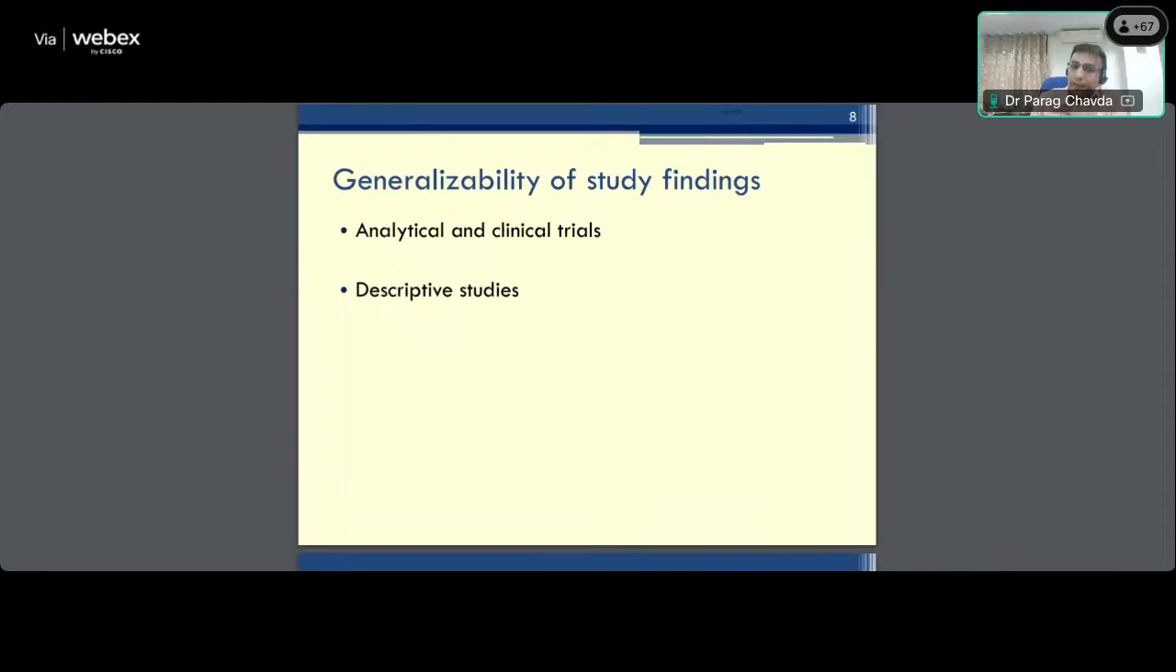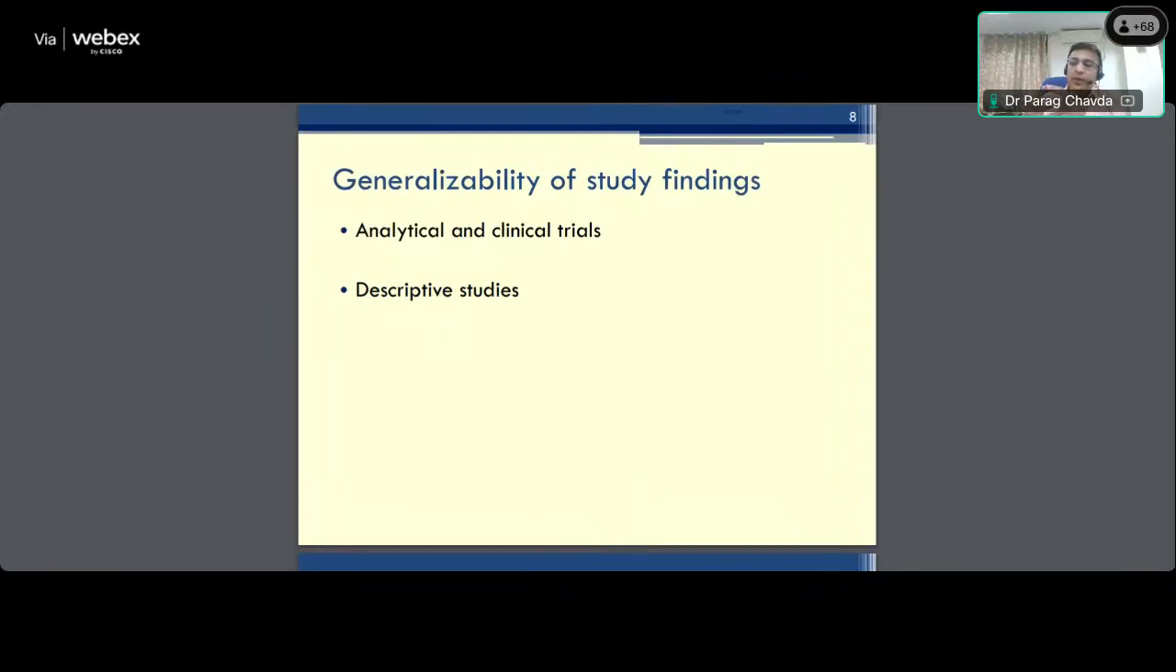So in the analytical study designs and in clinical trials, it is easy to generalize. So if for example हमने metformin की बात करी to let's say type 2 diabetics, ये ट्रायल से फॉर एग्जांपल गुजरात में होता है या फिर केरल में होता है, तो it is likely कि केरल में जब रिपीट किया जाएगा तो सिमिलर फाइंडिंग्स मिलेंगे. Right. Same is not the case for descriptive study.